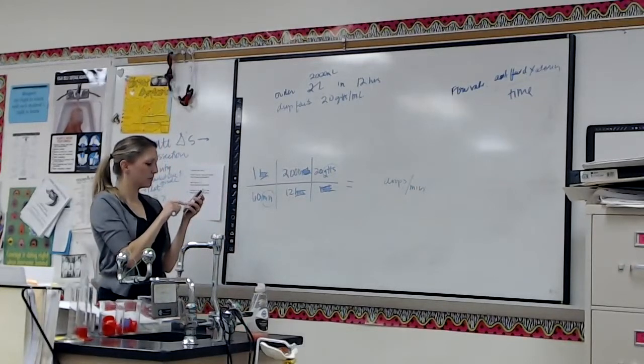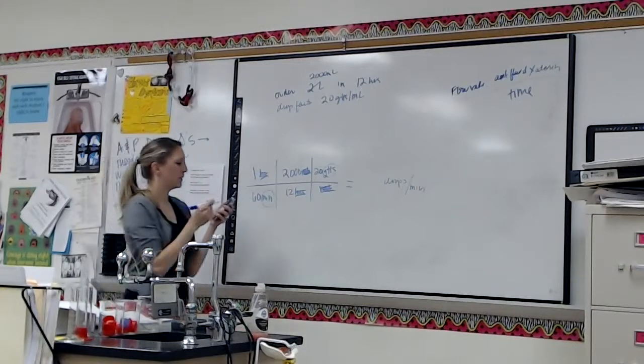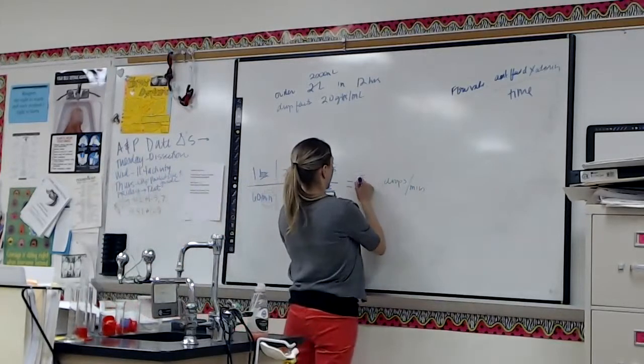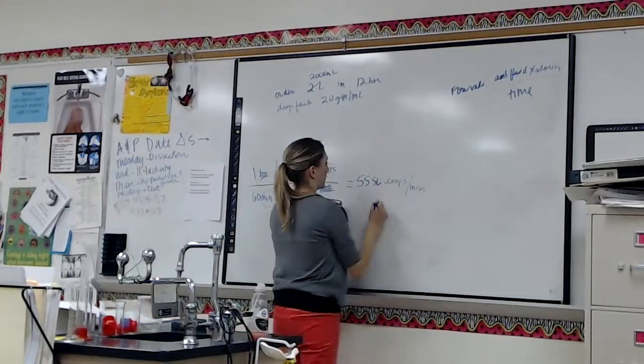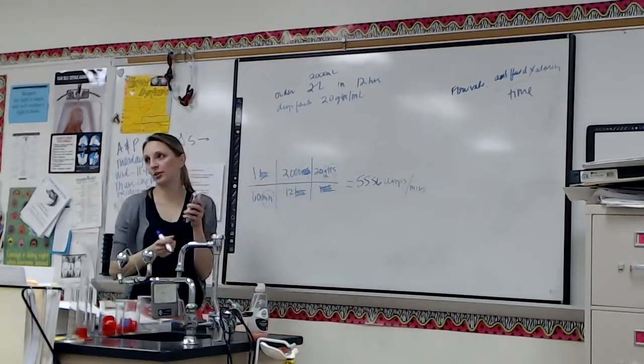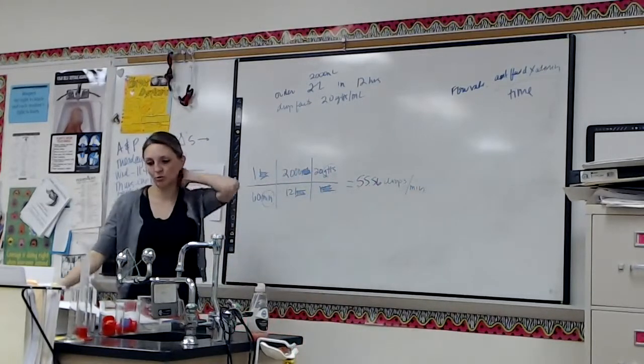So 2,000 times 20 divided by 60 divided by 12 is 55.5. But usually with drops, obviously you're going to round it to the nearest whole drop.